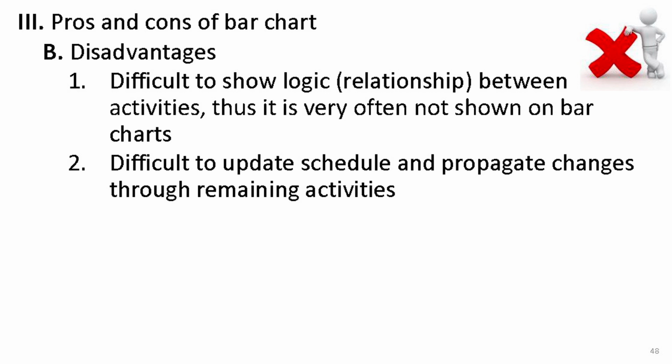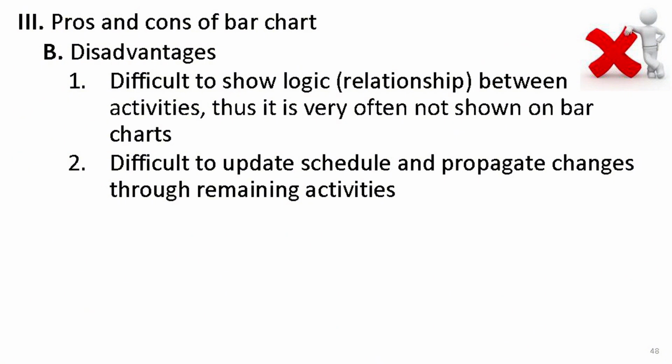The biggest limitation of bar charts is that they're not very good at showing the logic or relationships between activities. If you remember the bar charts we created in the previous examples, we didn't include any details about how activities depend on each other. So if you handed this schedule to someone else, they wouldn't be able to see the precedence relationships between the activities.